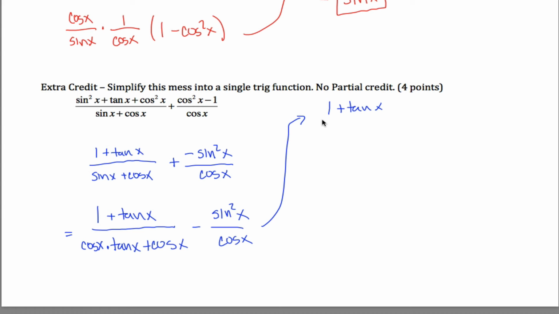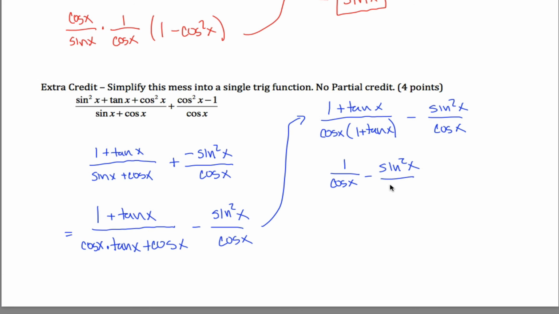In the numerator, I'll still have 1 plus tangent of x. In the denominator, I'll have cosine of x times 1 plus tangent of x. And then over here, I got minus sine squared x over cosine of x. And this 1 plus tangent of x and this 1 plus tangent of x cancel each other out. So I just get 1 over cosine of x minus sine squared x over cosine of x. And that's equal to 1 minus sine squared over cosine. That's because I got a common denominator here.